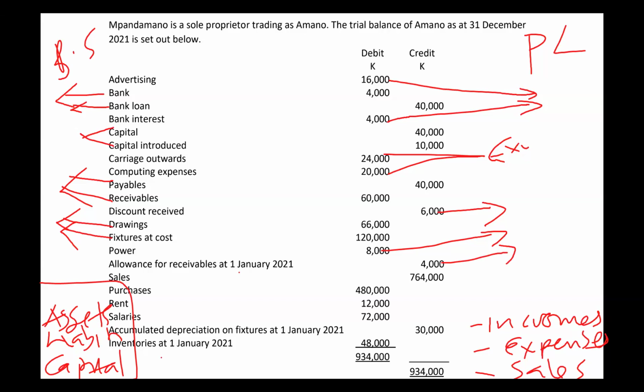What about sales? Sales, where do they go to? The profit and loss account. Yes. What about purchases? Also profit and loss. What about rent and salaries? They are also expenses, profit and loss. Right. What about depreciation and opening inventory?